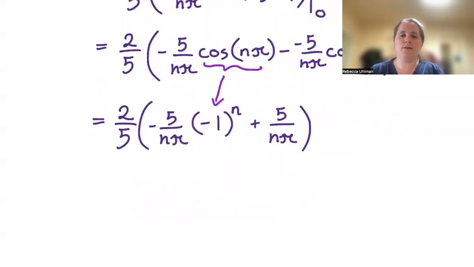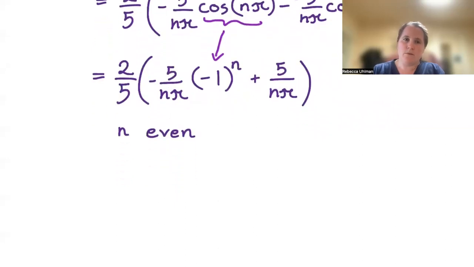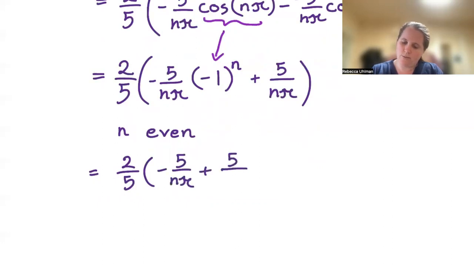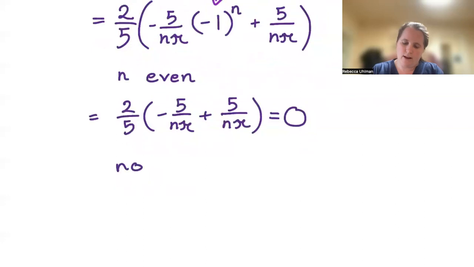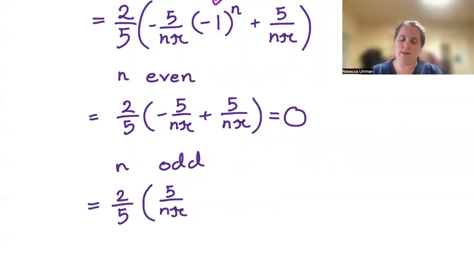So I'm going to split this into 2 cases. For n even, we are looking at 2/5 times -5 over n pi plus 5 over n pi, which is just 0. For n odd, we are looking at 2/5 times -5 over n pi times -1, plus 5 over n pi.